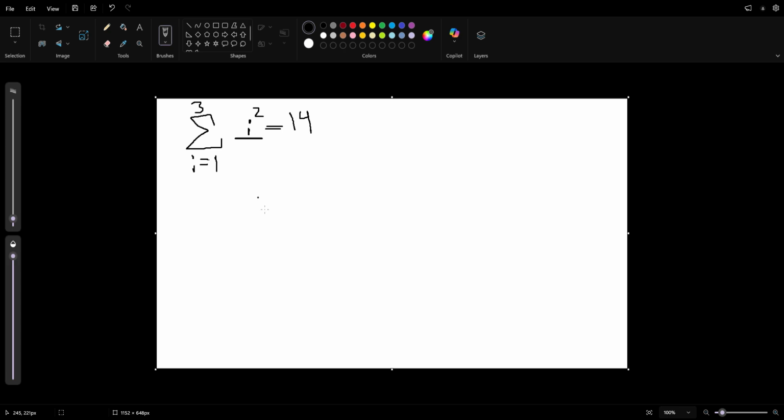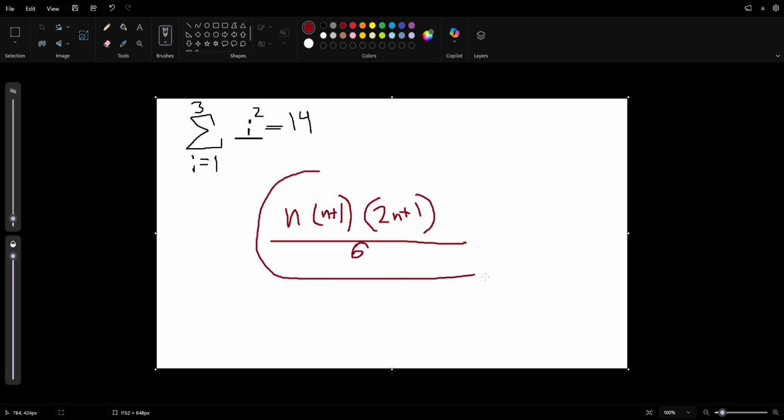Now, for i squared specifically, there's a new formula. It is n times n plus 1. Now, this was the original numerator. Now, we just do 2n plus 1. And we divide it all by 6 instead of 2. This is the new formula for i squared. Alright, now let's apply this.